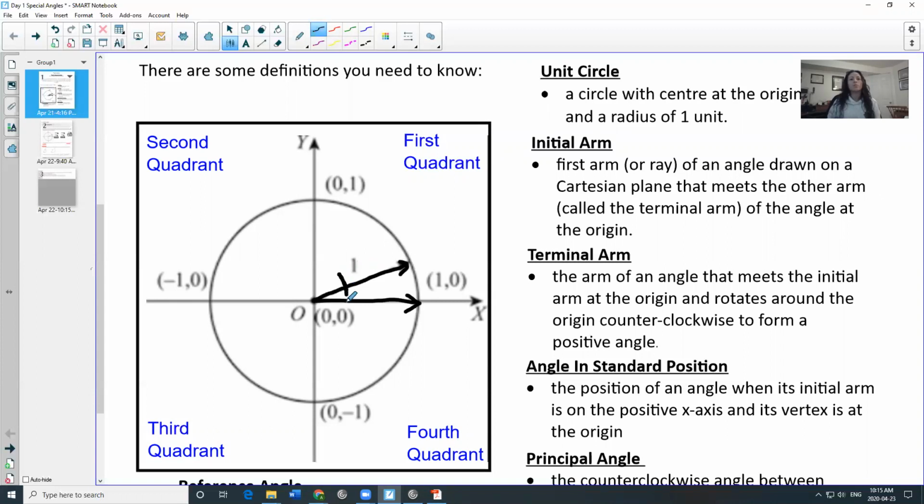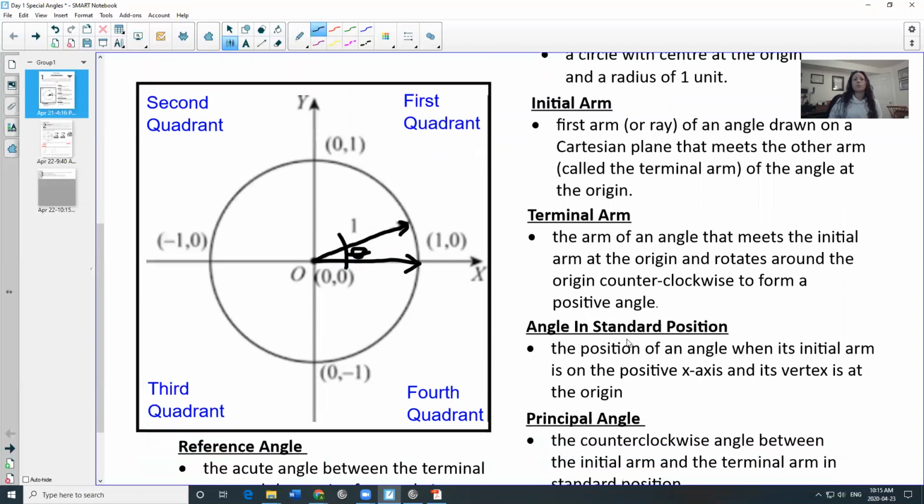And the angle that you make between your terminal arm and your initial arm, we call this your principal angle. Okay, I'm going to call this one theta. So this angle theta is our principal angle. Now, a lot of times, if we're talking about a standard position, this is what we're referring to. So if we're talking about an angle in standard position, we would be talking about this particular principal angle.